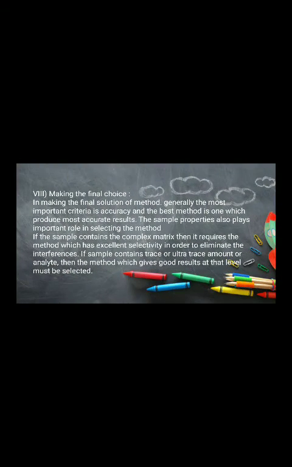Making the final choice. In making the final selection of a method, generally the most important criterion is accuracy, and the best method is the one which produces the most accurate result. The sample properties also play an important role in selecting the method. If the sample contains a complex matrix, then it requires a method which has excellent selectivity in order to eliminate the interferences. If the sample contains trace or ultra trace amounts of analyte, then a method which gives good results at that level must be selected.